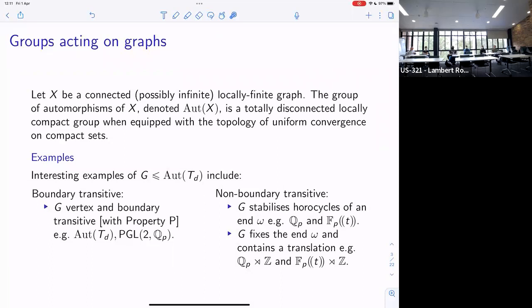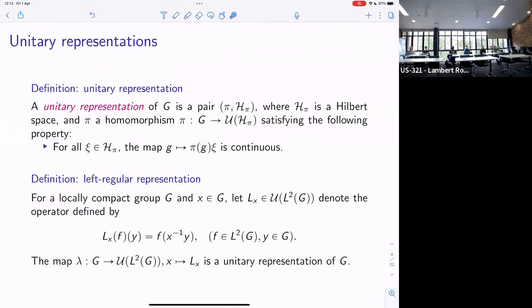So these are the automorphism groups I'll be discussing in today's talk. And now I want to say a bit about representation theory. I don't want to assume that anyone knows much about representation theory of, like, compact groups, so I'll spend a bit of time on this.